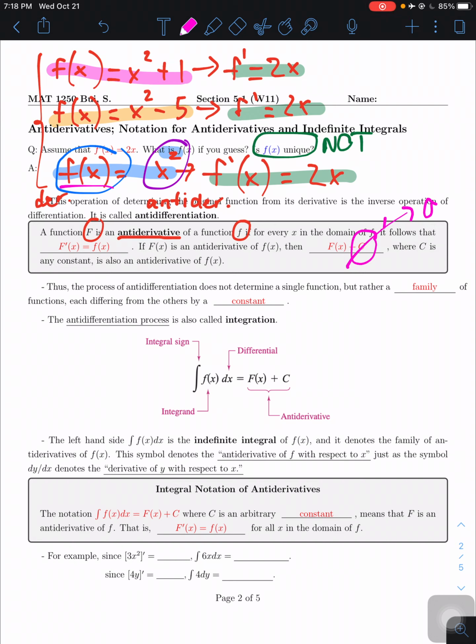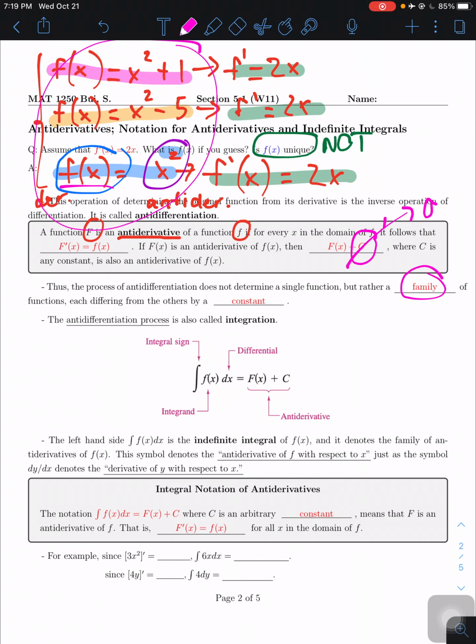Okay, and thus the process of anti-differentiation does not determine a single function, but rather a family of functions. So we call all of these the family of x squared, right? Because the simplest one is x squared, and then there could be more complicated versions like x squared plus 1, x squared minus 1, x squared plus 5, x squared minus 500, and so on, right? You can plug in any random constant in there as you want to, but sometimes it also depends on the problem. But we're gonna talk about it in the future sections, not in this section.